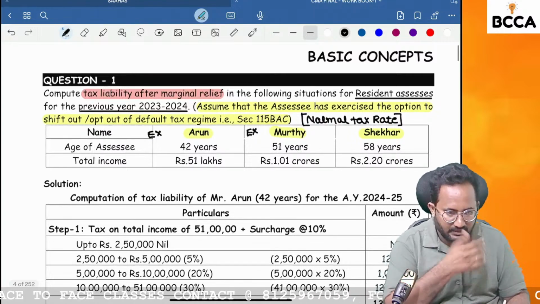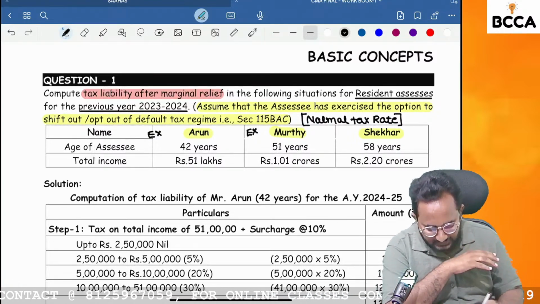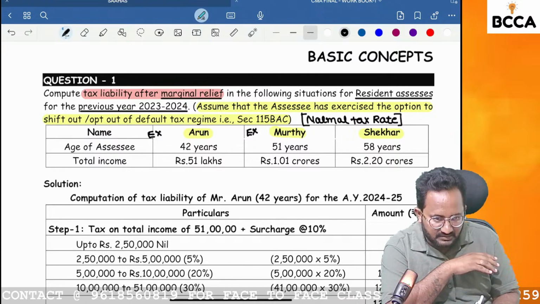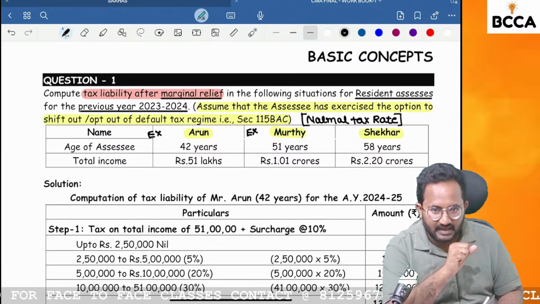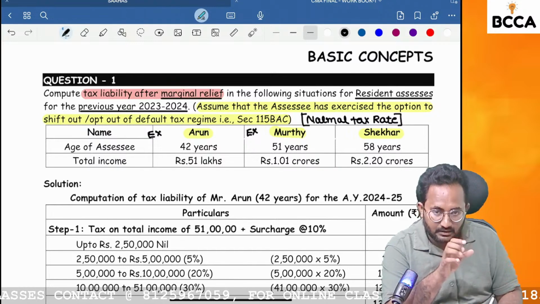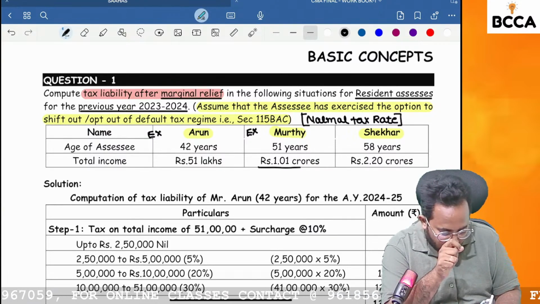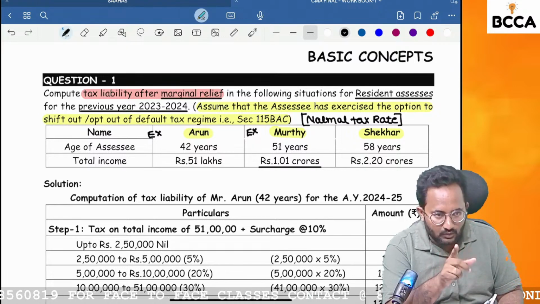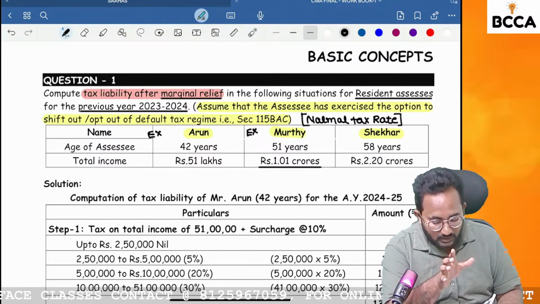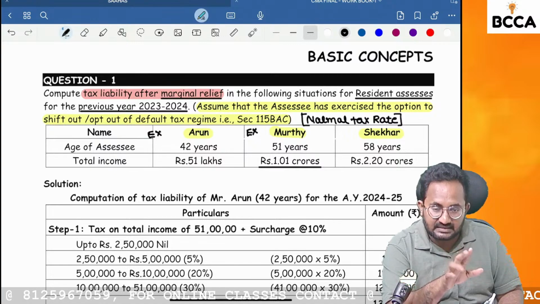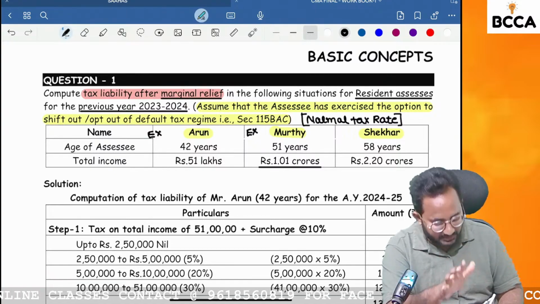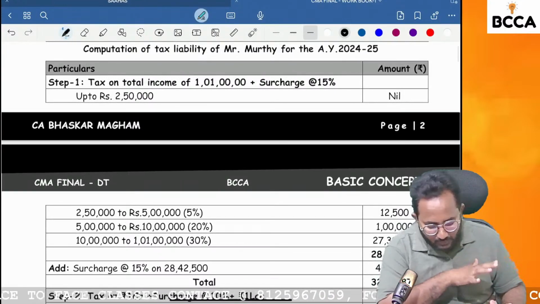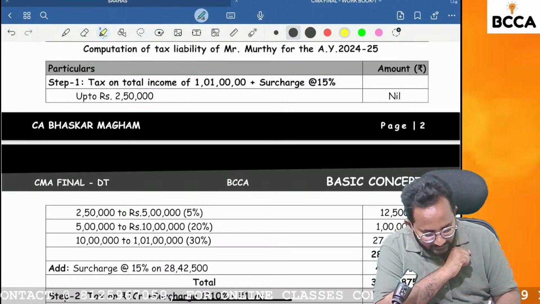How can you identify that this is a marginal relief question? Because they have asked to compute the tax liability after marginal relief. You need to identify that the tax liability is to be computed on 1.1 crore. That means the basic limit for surcharge here is 1 crore. In addition to that 1 crore, we have 1 lakh, 2 lakhs or 3 lakhs, so there is a chance of getting marginal relief. In our material the problem is given in detail with the answer also, so please check it out.